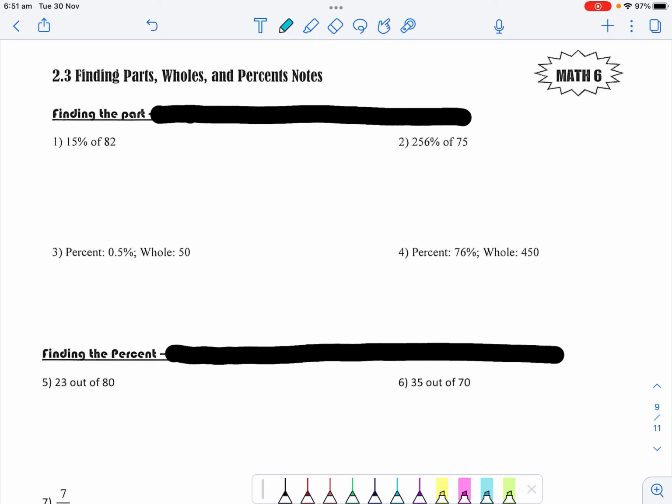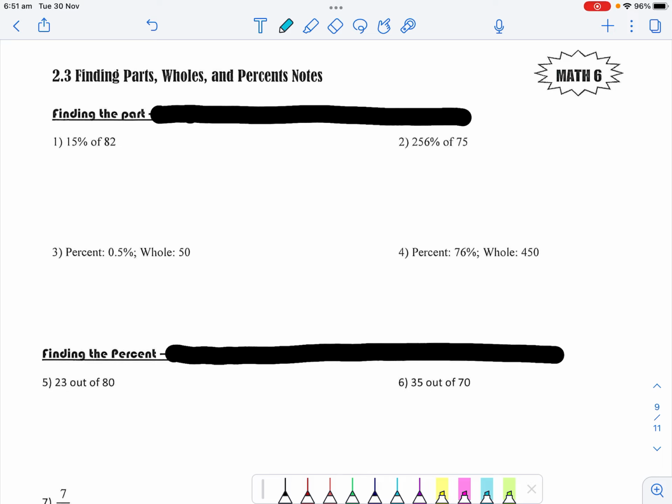Hey everyone, today we are going to be solving basic percent problems. And basic percent problems basically means that we're going to be finding percents, parts, and wholes in different situations, and we're doing it purely from a computational standpoint. So we are eventually going to take these basic percent problems and apply them through word problems. But right now we're just going to talk about how we calculate these things.